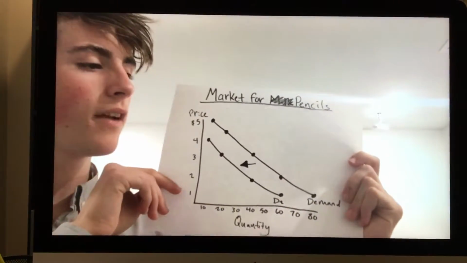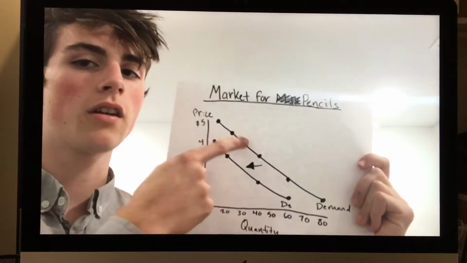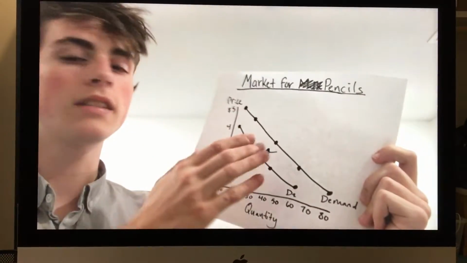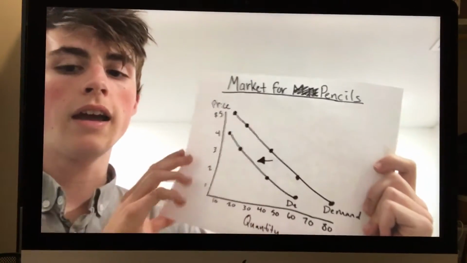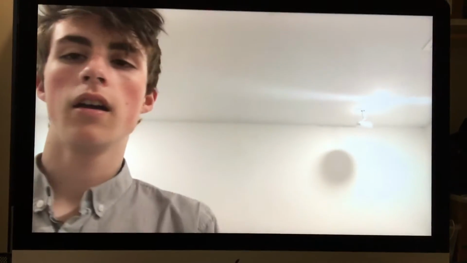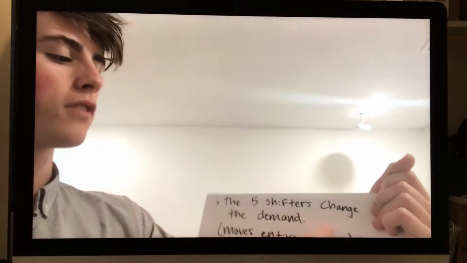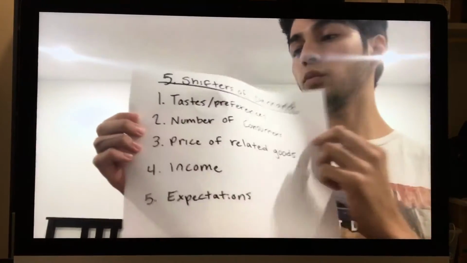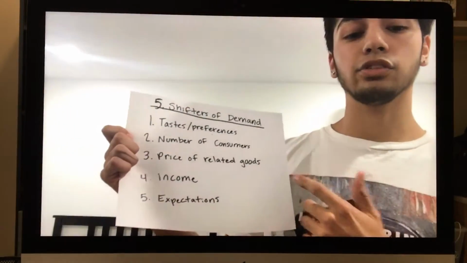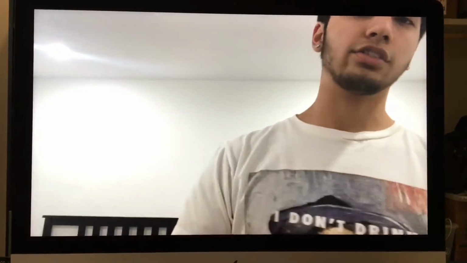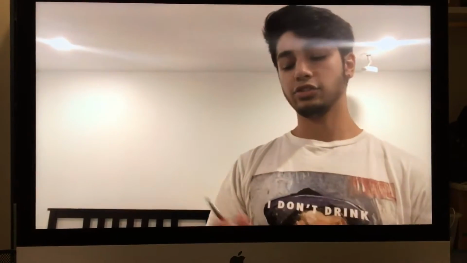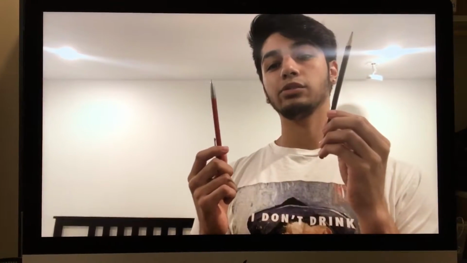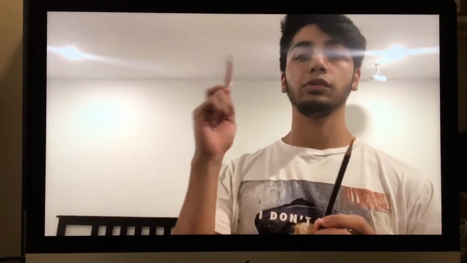Okay, so here we have a standard downward sloping demand curve at the top, and this time the entire curve has actually shifted inwards, and that shift is caused by 5 different shifters of demand. Alright, so the 5 shifters of demand are, 1. Tastes and preferences. So, for example, if a study comes out that kids are likely to write better with a mechanical pencil than with a wooden pencil, then the demand for the mechanical pencil will go up.